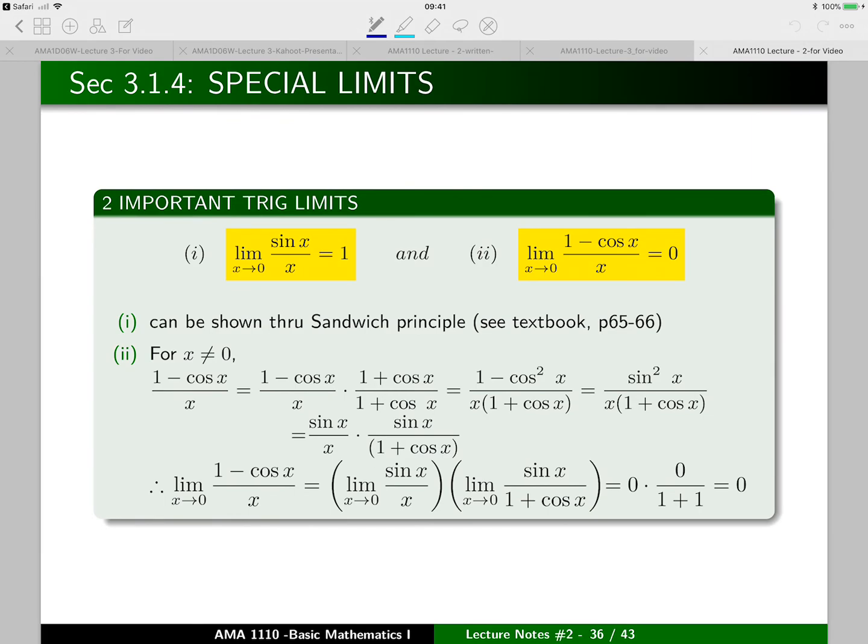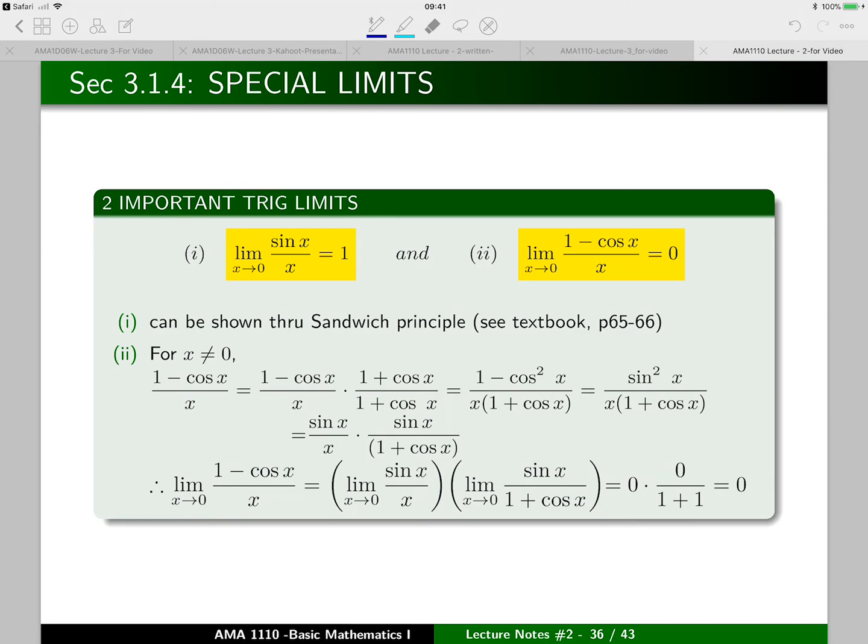Now, just a couple of special limits, which we're going to use now, just assumed to be true, but we can prove this later on using L'Hopital's rule. So the special limits are in fact trigonometric limits, special trig limits. The first one says that the limit as x approaches 0 of sine x over x is equal to 1. And the limit as x approaches 0 of 1 minus cos x over x is equal to 0.